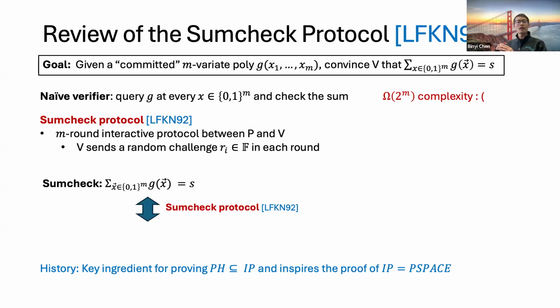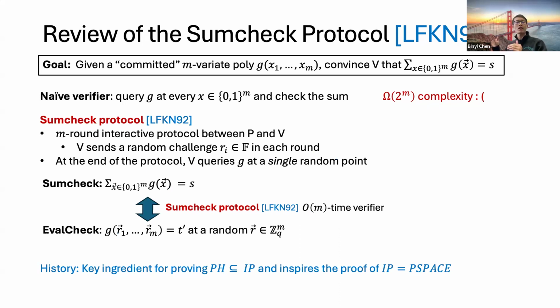So it is a multi-round, basically m-round interactive protocol between prover and verifier, where in each round, the verifier will sample and send some random challenge field elements to the prover. And in some sense, this protocol is very efficient, where the verifier complexity is just logarithmic in the size of the Boolean hypercube. And at the end of the protocol, it suffices for the verifier to just check a single random point of the polynomial, rather than 2^m points. And after that, it suffices for the verifier to be convinced that the sumcheck statement holds true. So in some sense, you can also view this as a reduction protocol, right?